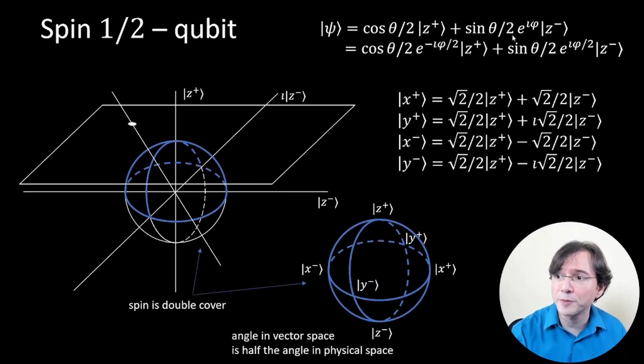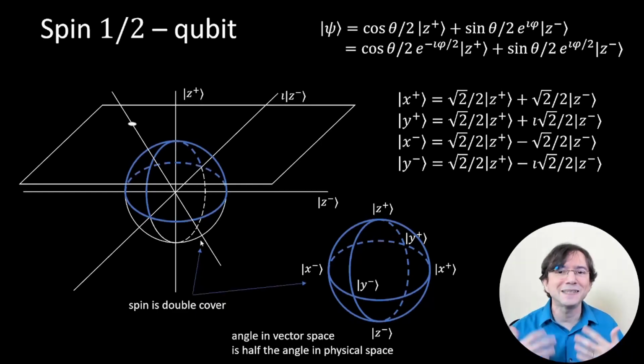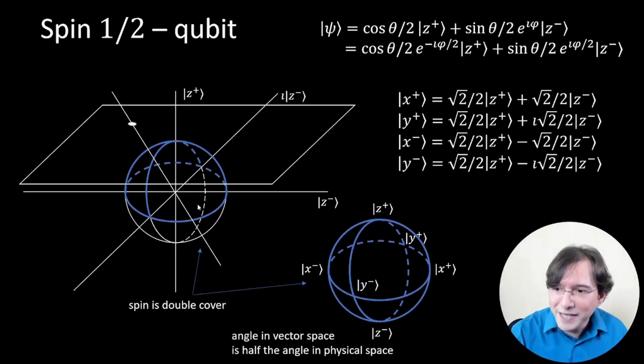And now if we look at superposition, what happens is that every state psi can be seen as a superposition of x plus and y minus. And you see this angle here, cosine theta over 2, represents half the angle that you have in physical space. So if I wanted 180 degrees here, I would have 90 degrees here, such that the cosine would be 0 and the sine would be 1. So this factor of 1/2 is really the conversion factor for angles when we're going from the projective space, the physical space, to the vector space. And you might have heard, for example, that spin is the double cover of the rotation group. Well, here we see exactly what happens.